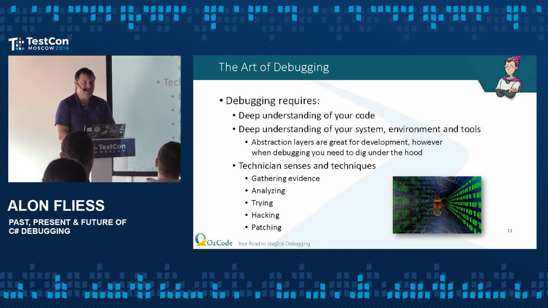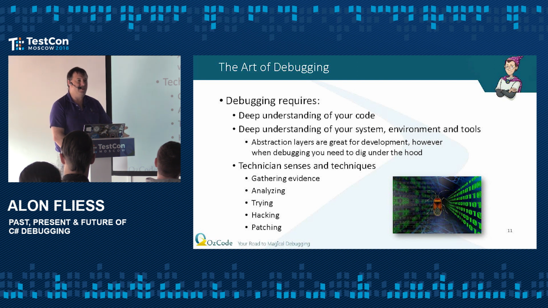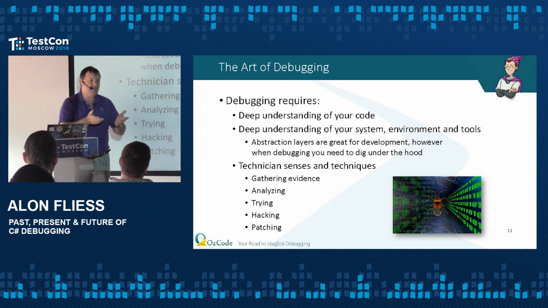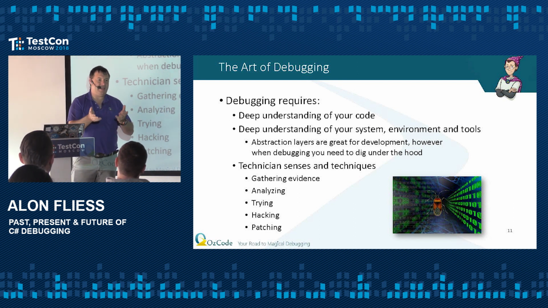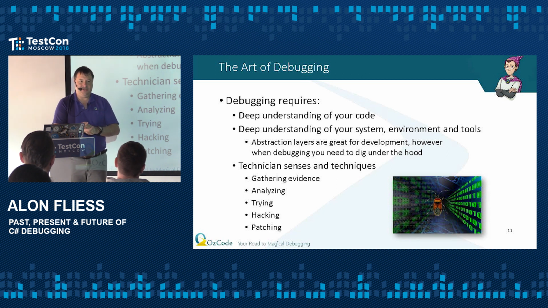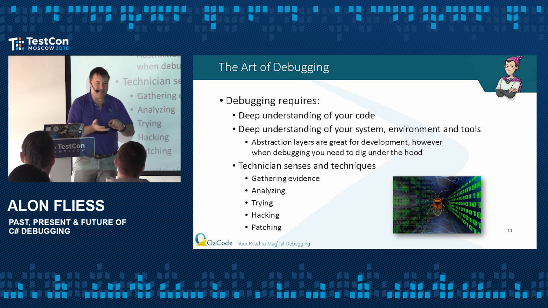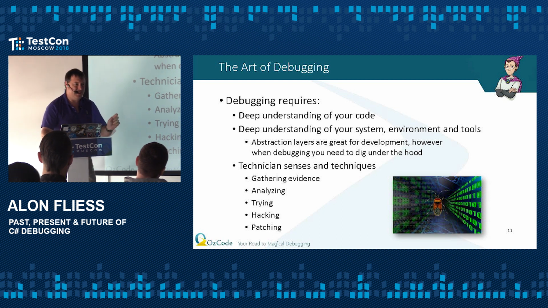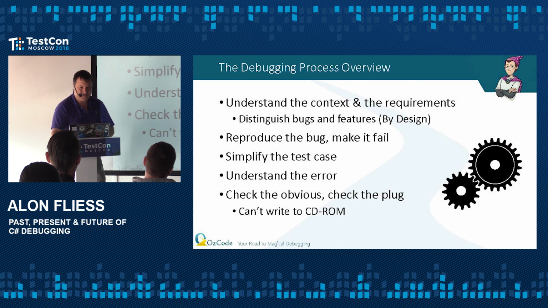To understand and solve bugs, you sometimes need to be even better than when you develop your code, because usually when you develop code, you use abstraction layers. You don't get into the inner layer. You don't need to understand the operating system or the hardware, but when you debug, you need to have technician senses. You need to understand everything. It's knowledge, it's how to use the tools, how to make hypotheses, and how to put the bug in the corner and solve the problem.